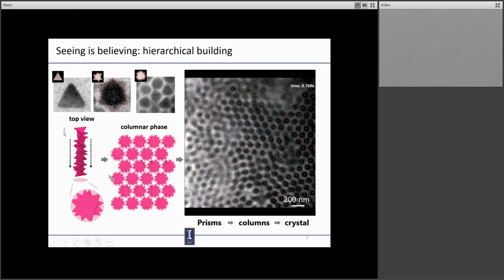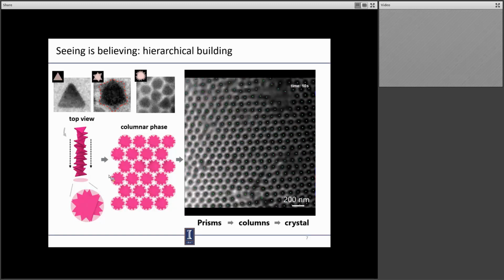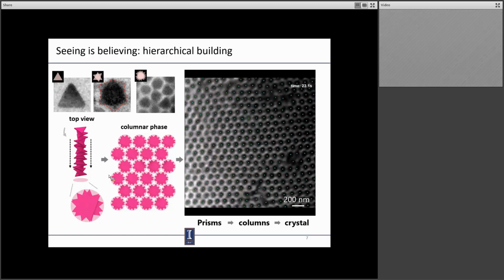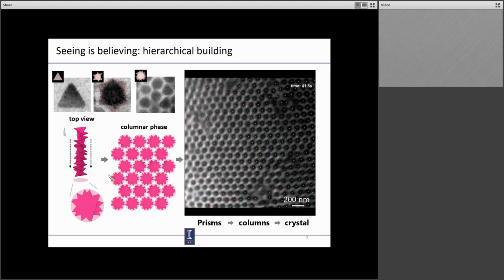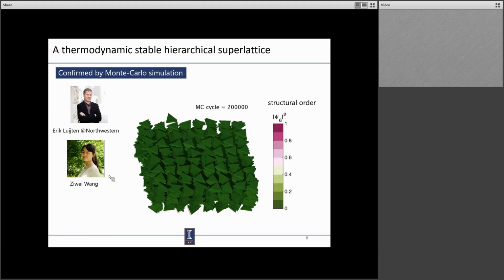And even after equilibrium, they're still quite dynamic at the lattice site, vibrating due to thermal fluctuations, and breathing following interesting vibrational modes as a way to dissipate energy. So you might wonder if this involves very complicated interactions, or if the self-assembly is driven by thermodynamic equilibrium. My old friend, Eric Lawton at Northwestern, and his student Zui Wang were actually able to reproduce the same type of 3D lattice with Monte Carlo simulation.